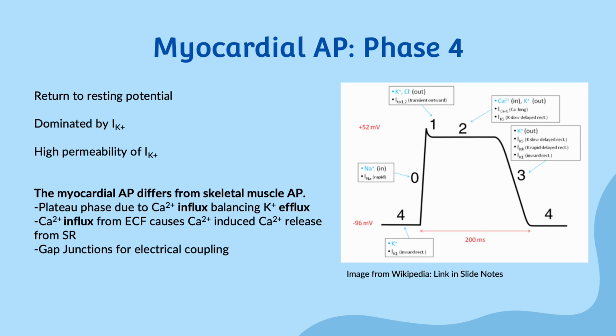Phase 4, known as the resting state, is the period of time between action potentials when the cell is at its resting potential. During this phase, the cell is ready to respond to a new stimulus and begin the process of depolarization again. In this phase, there is high permeability of the cell membrane to potassium ions through potassium channels, which allows for maintenance and balance of the resting membrane potential.